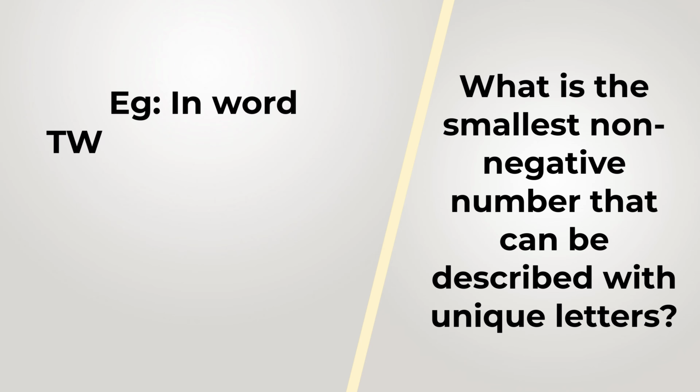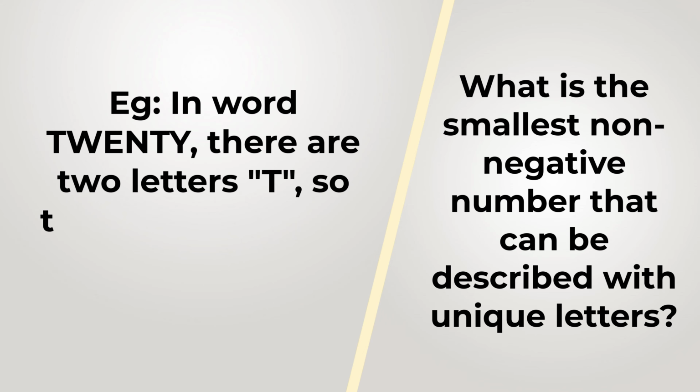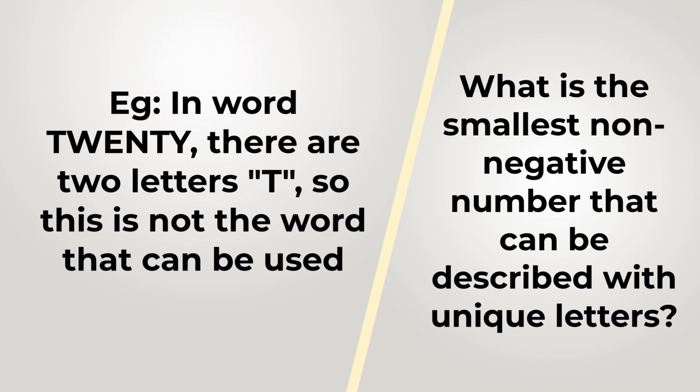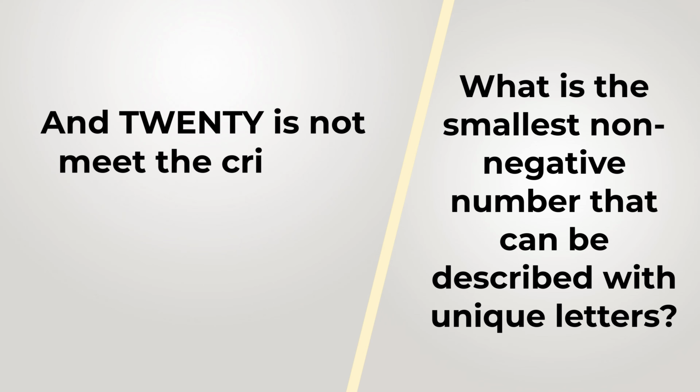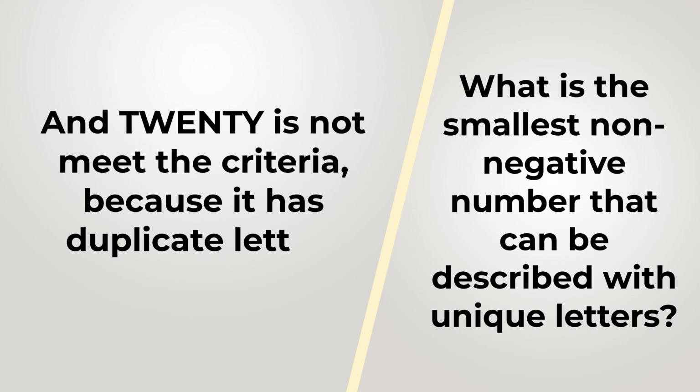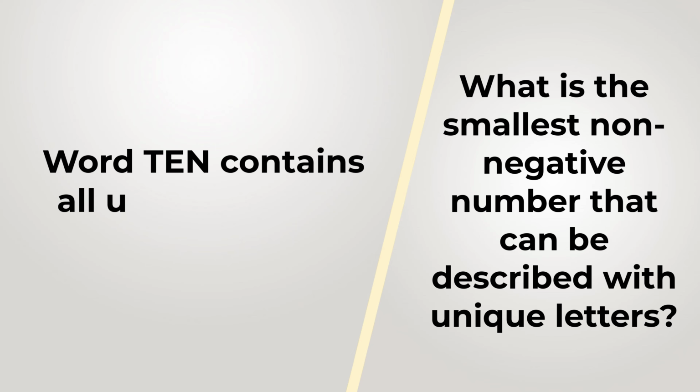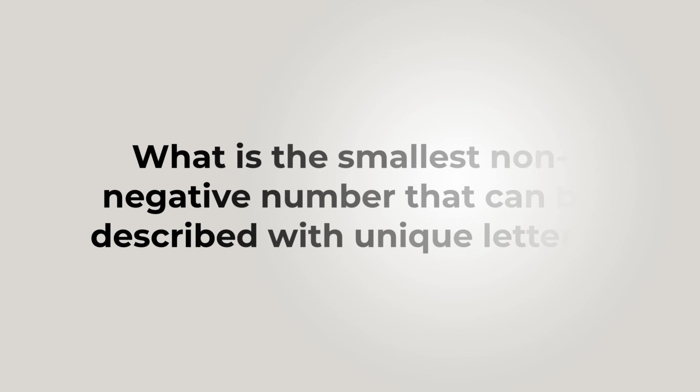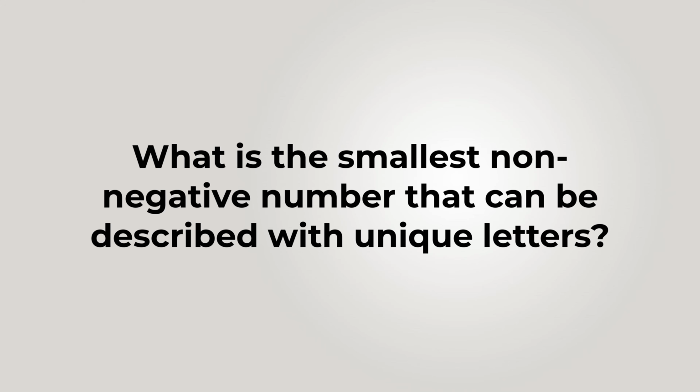For example, in the word twenty, there are 2 letters T, so 20 is not the word that can be used in the test. It does not meet the criteria because it has duplicate letters. On the other hand, the word ten contains all unique letters. So the question is, what is the smallest non-negative number that can be described with unique letters?